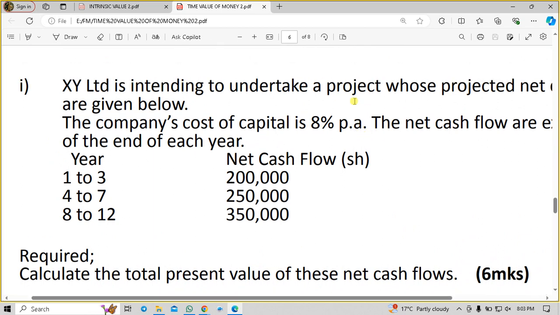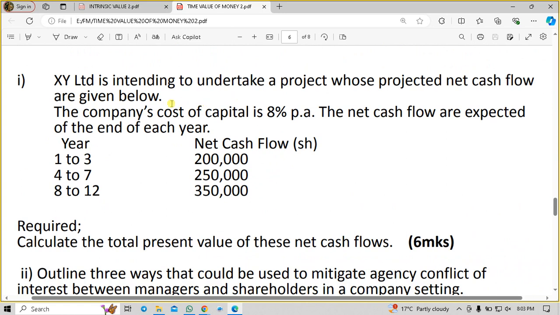So XY Limited is intending to undertake a project whose net cash flows are given below. The company's cost of capital is 8% per annum. Net cash flows are expected to be these. So we have here 1 to 3, 4 to 7, 8 to 12, and then you're asked, we have the net cash flows. Calculate the total present value of these net cash flows.